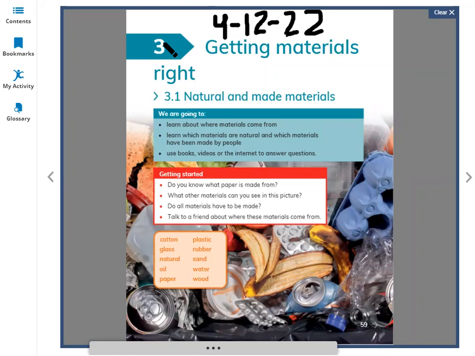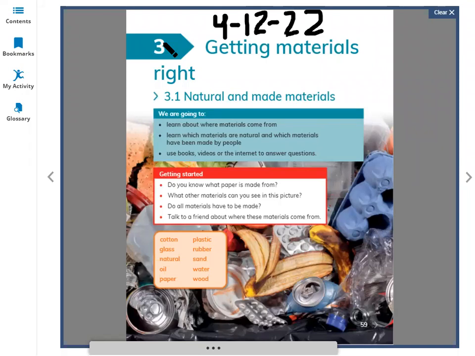Today in science, we are going to start our new unit, Unit 3, Getting Materials Right. In this unit, we are on Lesson 1. The name of the lesson is Natural and Man-made Materials. Natural means those things that are made naturally, or you can say those things that are made by Allah.